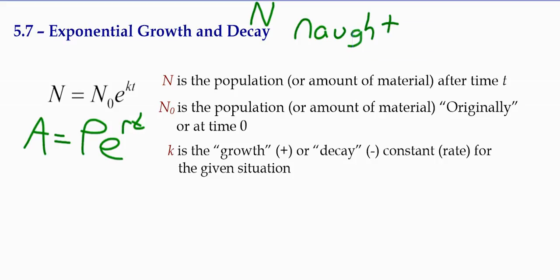So, exponential growth and decay. The formula is N equals N naught e to the kt, very similar to A equals Pe to the rt. N is the population at the end, N naught is the population originally or at the beginning, and k is your growth constant or decay constant. If it's positive, it's your growth constant. If it's negative, it's your decay constant. And then t is time.